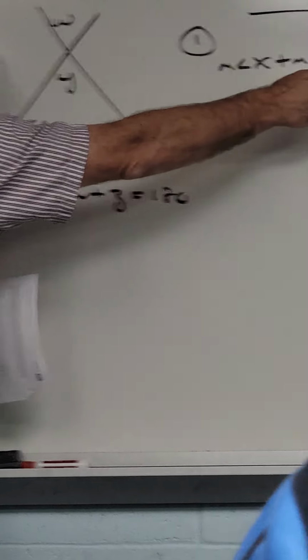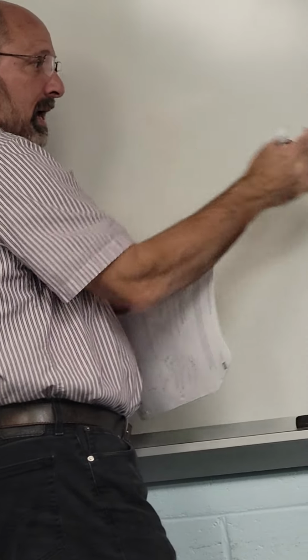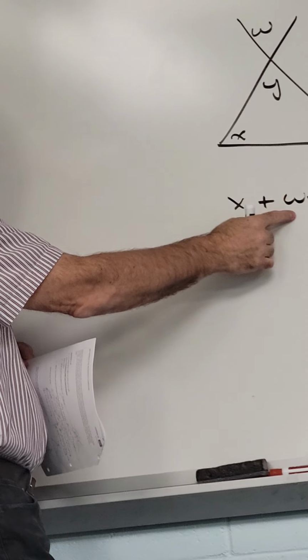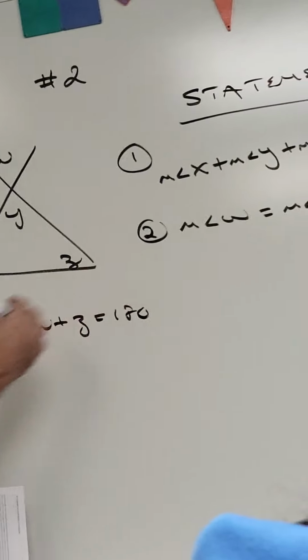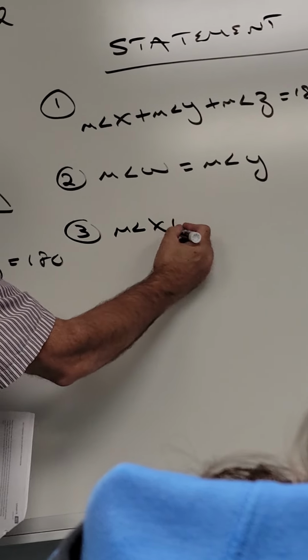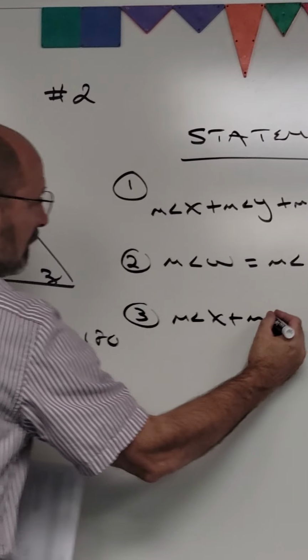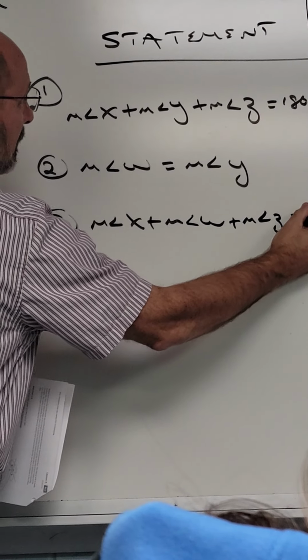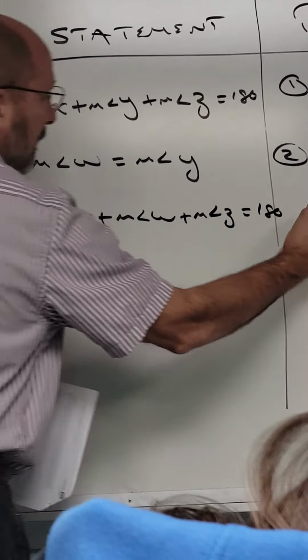I've got X and Z equals 180, but I got that Y. Can I get rid of that Y and put a W in there? Yeah, because I know that they're equal. So what's my next step? Measurement of angle X plus the measurement of angle, now I'm going to substitute a W in for Y. Measurement of angle W plus the measurement of angle Z equals 180.